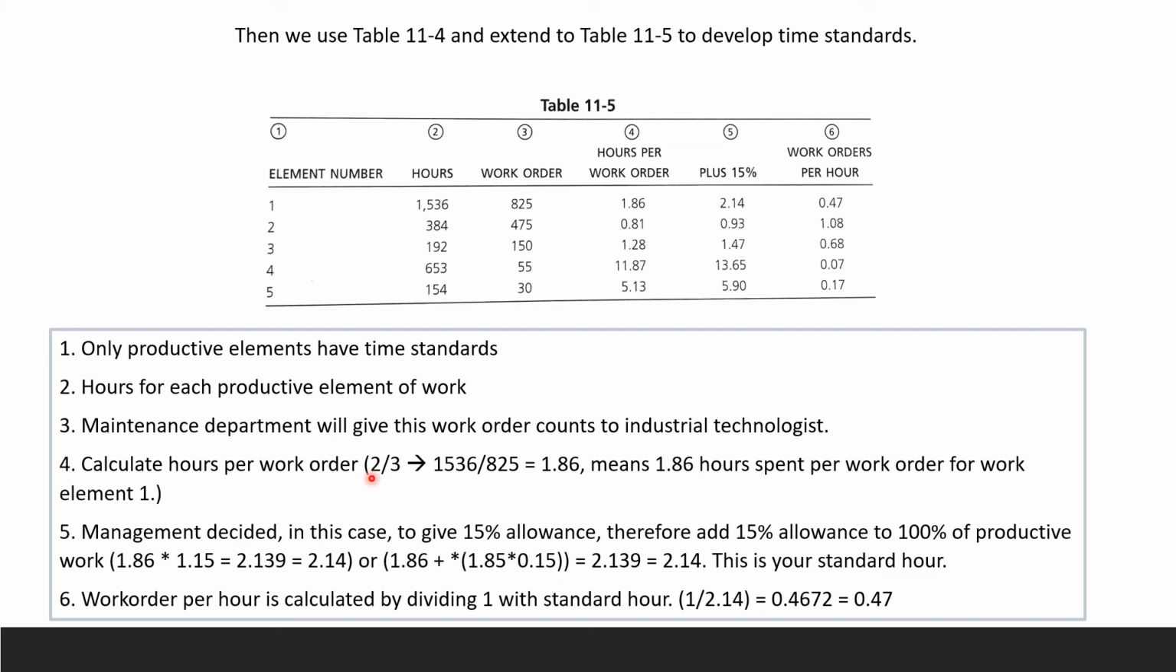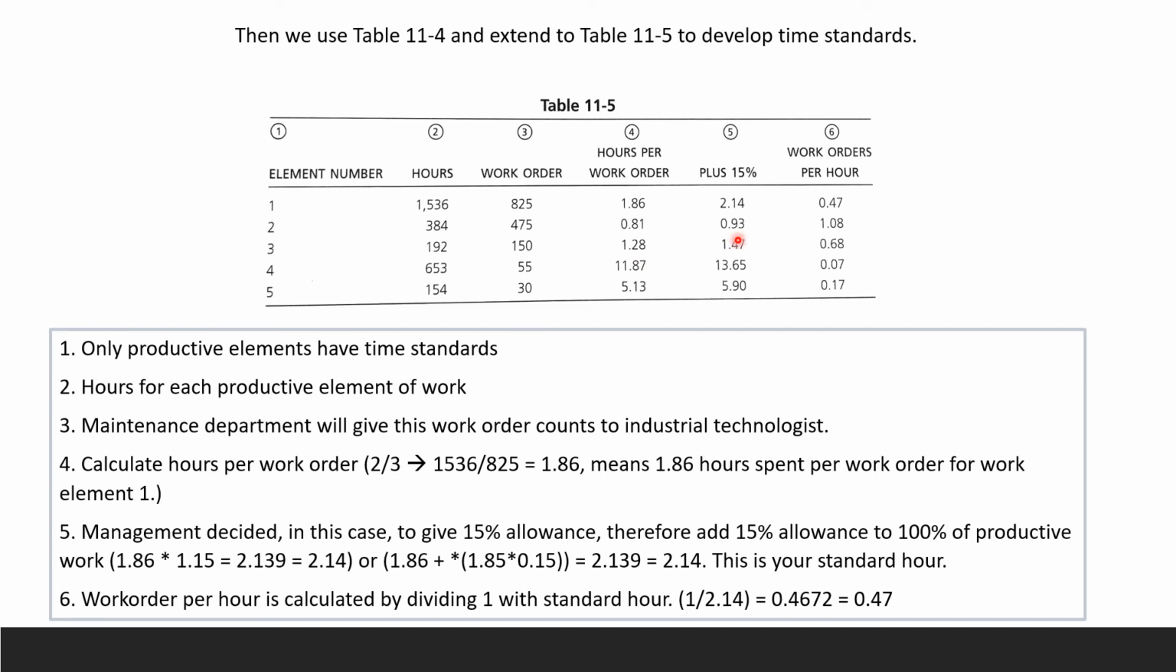So it's going to be column 2 divided by column 3. What we're doing here is 1536 divided by 825. In this example, it gives you 1.86. That means 1.86 hours spent per work order for work element number 1. Then you do the same thing and you get all these values.